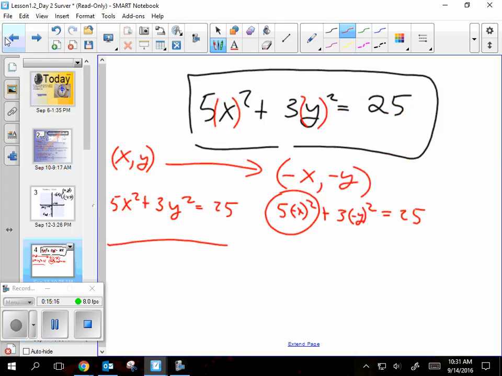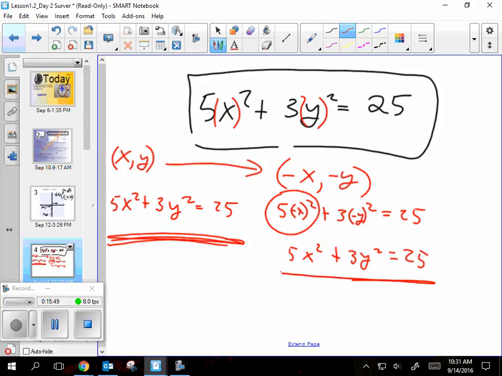Some kids are going to leave off the parentheses right there. And then it also can start looking like 5 minus x squared, which is totally different than 5 times parentheses negative x squared. So put in those parentheses, please. Otherwise, I'm not going to be able to give you the credit because your work's not going to actually be right. All right, so if I have the parentheses there, then when I square it, I'm going to get 5x squared back again, plus 3y squared equals 25. We have proven that this and this come out the same, and therefore we've proven it has what kind of symmetry?